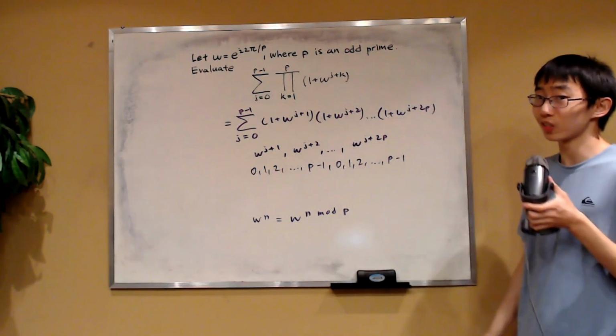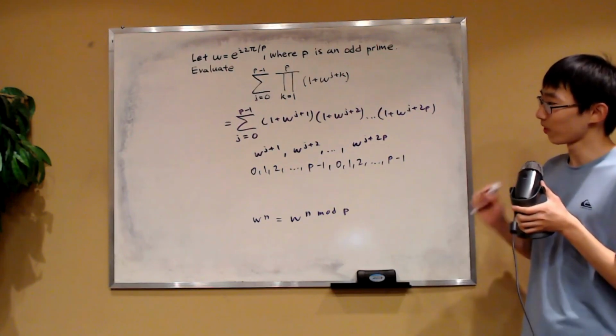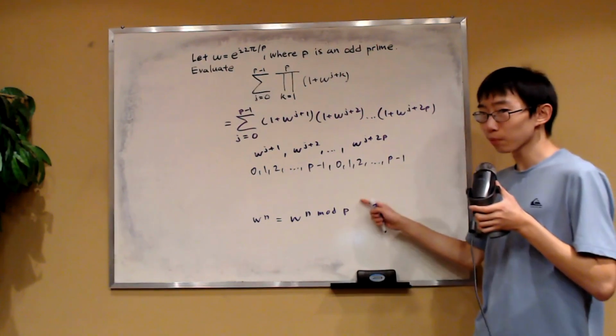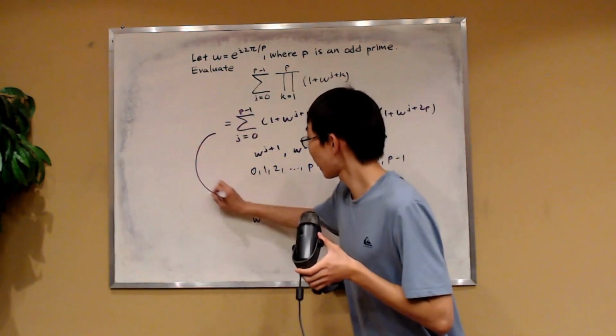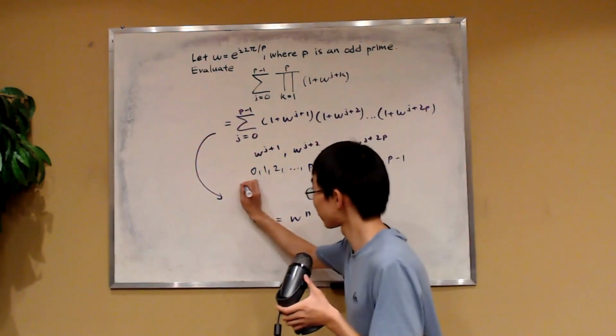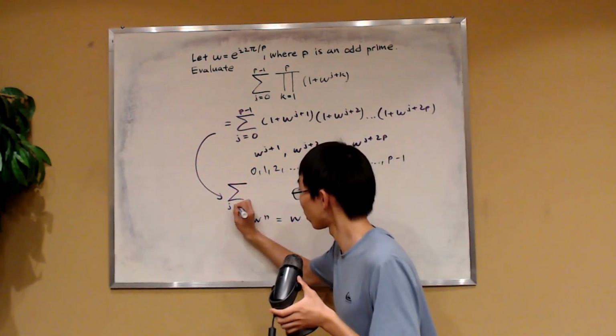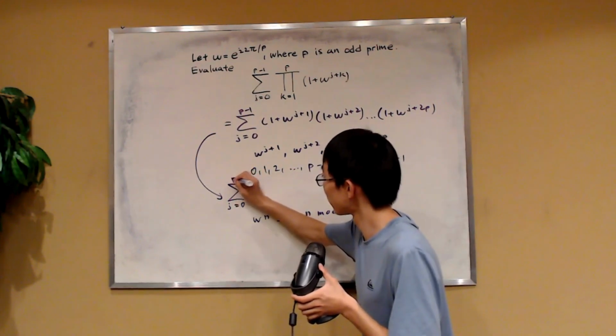Now, what does this mean for us? Well, remember, because of this property, we can rewrite this entire expression as the sum as j goes from 0 up to p minus 1.